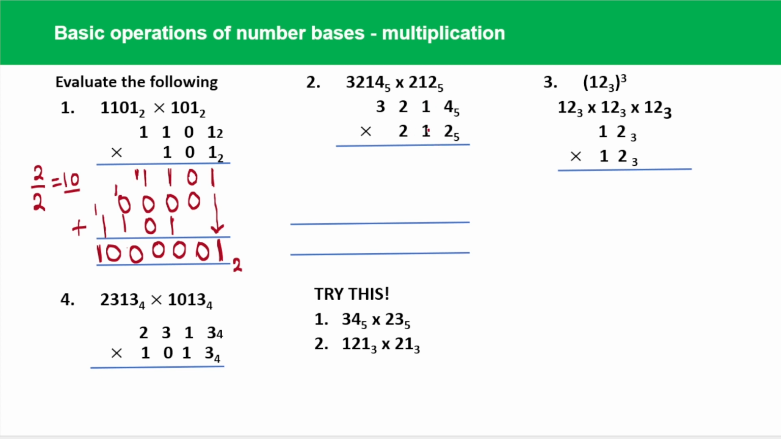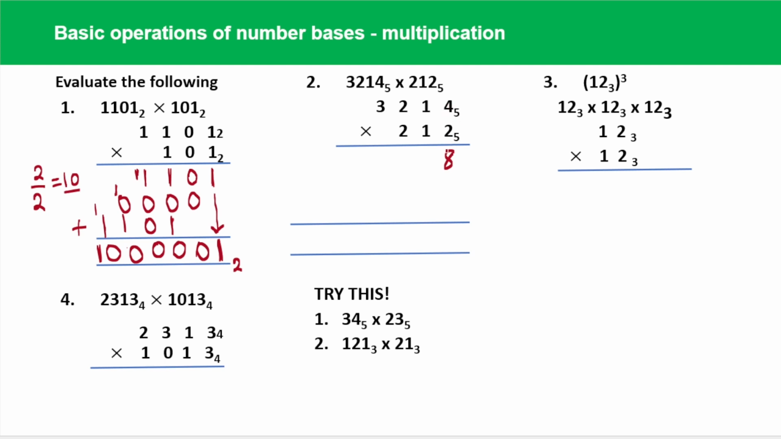Now to the second example, we have 3214 base 5 multiplied by 212 base 5. Now we begin the process again. 2 times 4 is 8. So it will be wrong for me to write 8 here because 8 is greater than my base. Just remember, the whole idea is that whatever digits make up the multiplication process, including the digits that make up my answer, must each be less than my base.